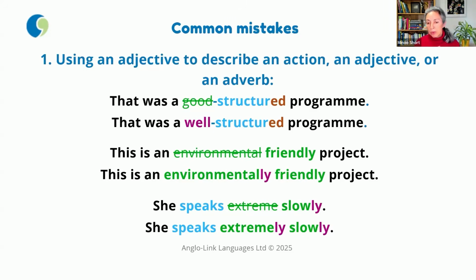Another example, an ordinary adjective, friendly. This is a friendly project. Now if you want to add more information, describe friendly further, it's not, this is an environmental friendly project. This is an environmentally friendly project. Again, a very common mistake. Be careful of that one.